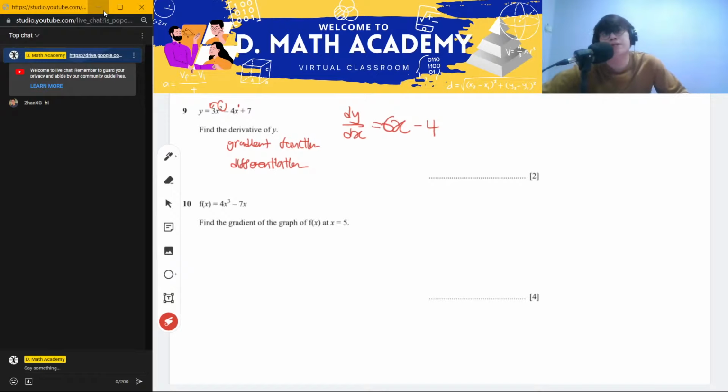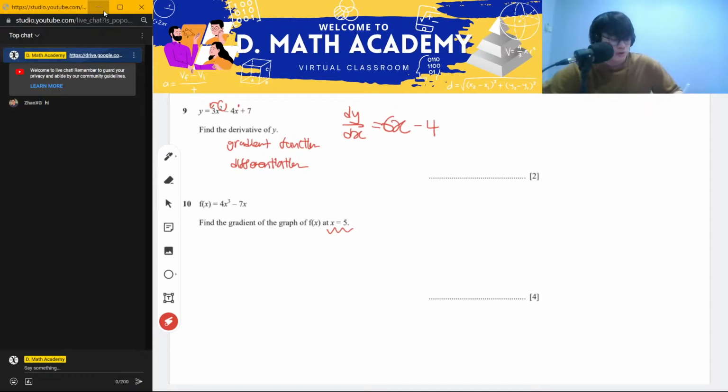So that's how you get 6x minus 4. So those who took maths, this will be a piece of cake for you. And for the next one here, they gave you a specific point. Asking you for gradient means they are looking for the gradient function. Gradient function is also referring to your dy dx basically.